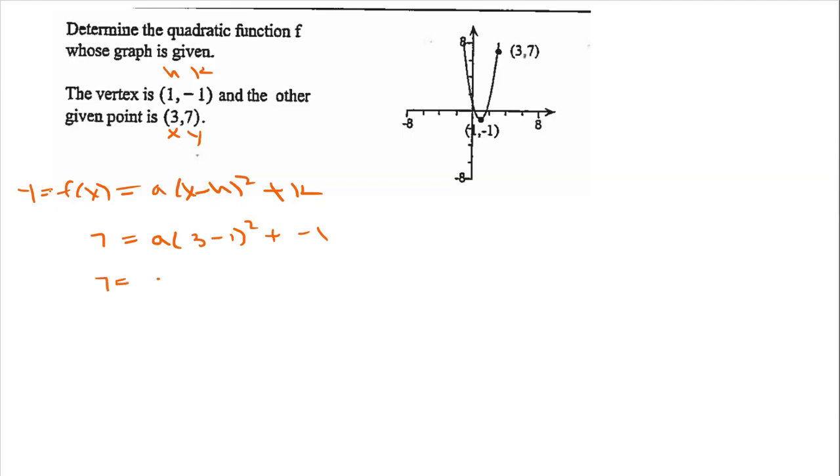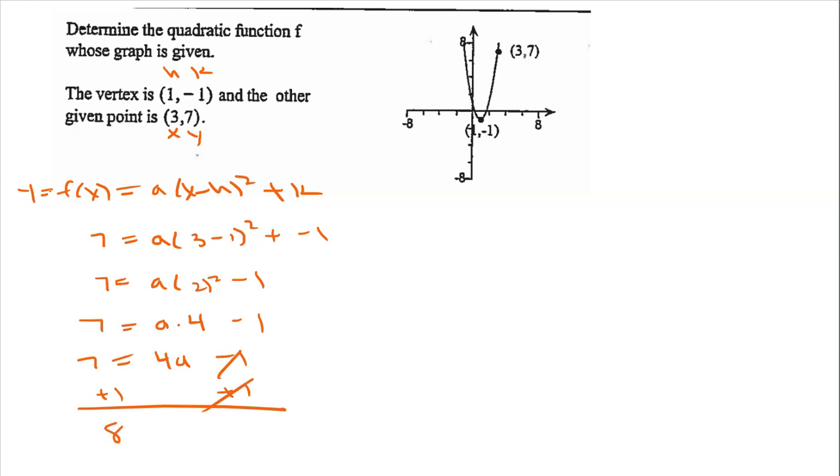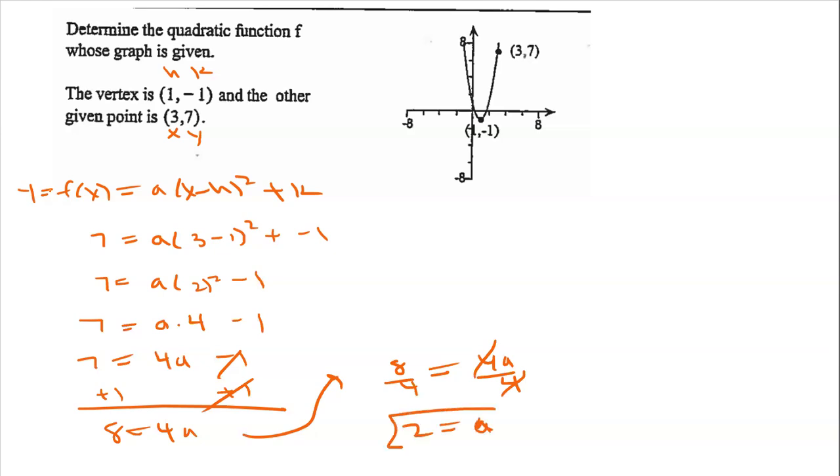Okay, and then we just solve for a. So we'll have 7 is equal to a times 3 minus 1, which is 2, squared, plus negative 1, or just minus 1. So we have 2 squared, which gives us 4. So it's going to be a times 4 minus 1 equals 7. And then a times 4 is just 4a minus 1. Then we add 1 to both sides. We get 8 is equal to 4a. And then we divide both sides by 4. Okay, so 8 divided by 4 is 2. So there's our a right there, and that's what we want.